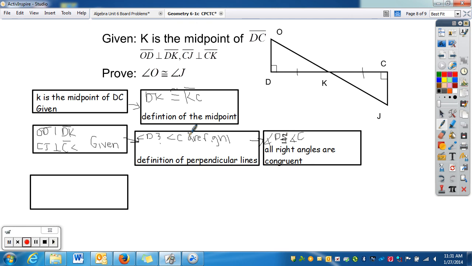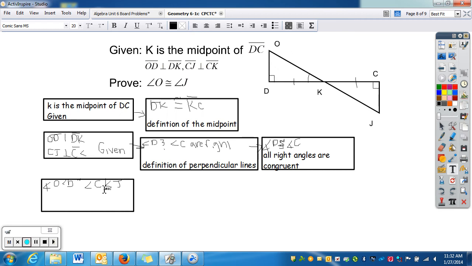We have two of them. We just need a third. So look at my diagram. I have two angles congruent, and I can see I have vertical angles. So down here, I can say angle OKD is congruent to angle CKJ. And the reason why is because they are vertical angles. So it's the vertical angle theorem.